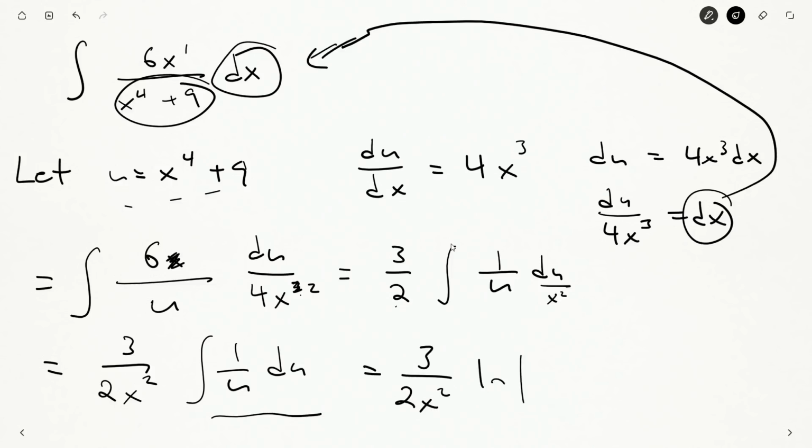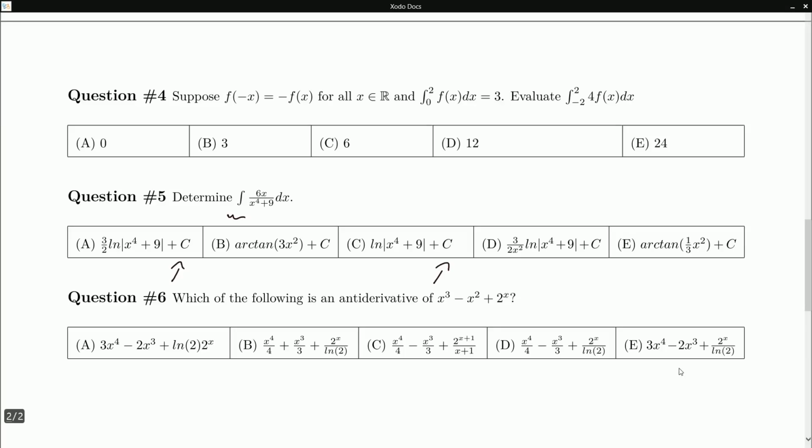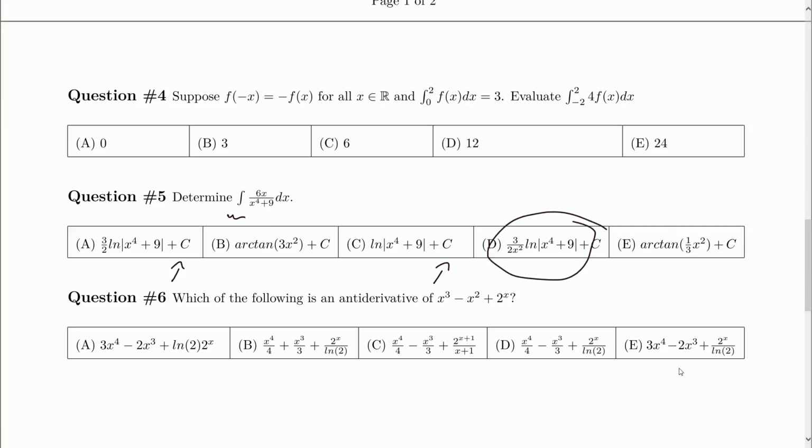You get ln absolute value of u, but what's u? It's x to the 4 plus 9 plus c. And if we check over here, d, that's what is written there.